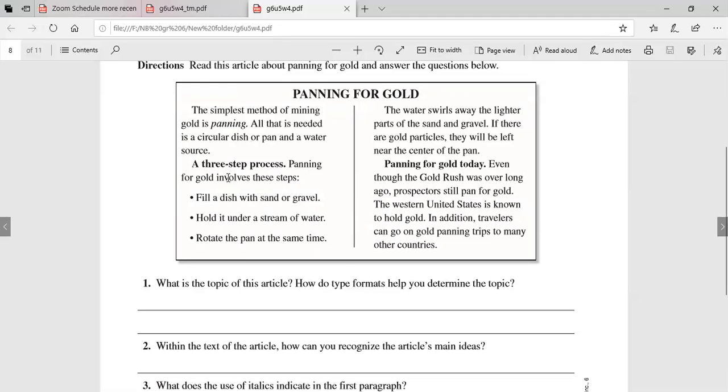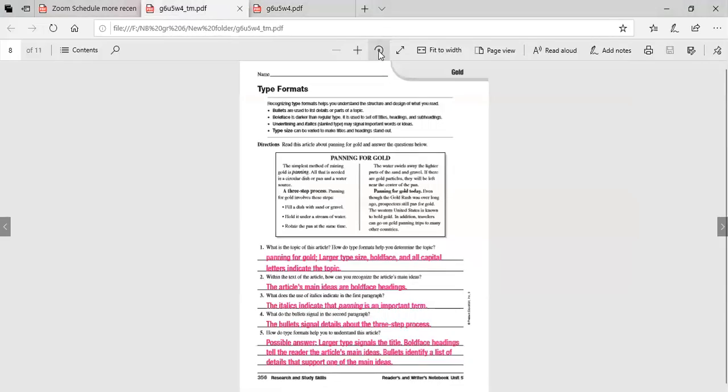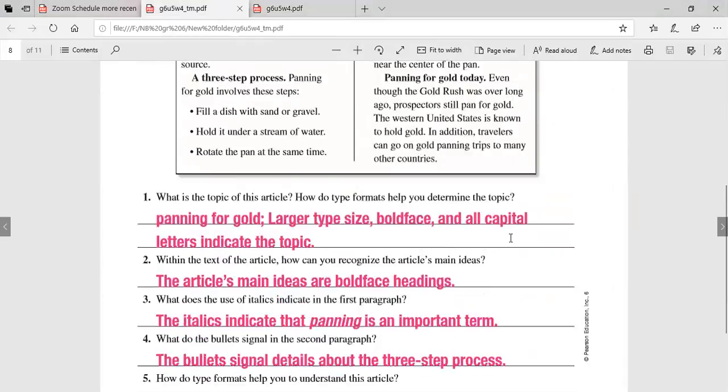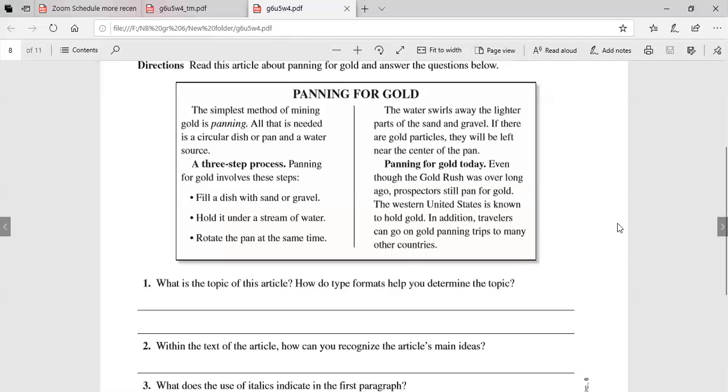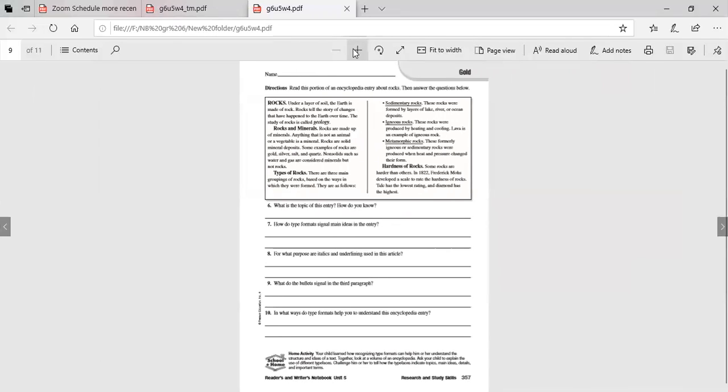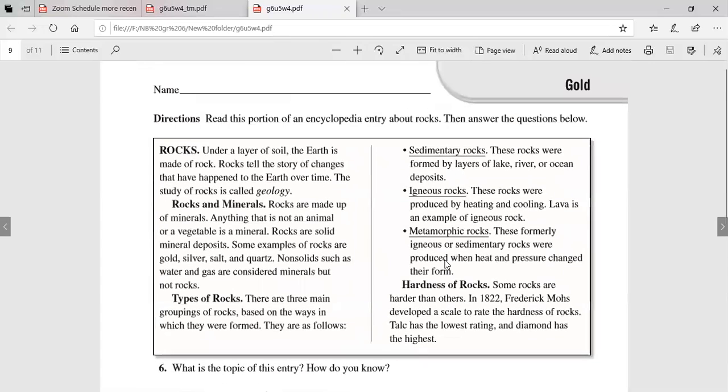But before we go further, let me show you the answers, ready-made answers. Okay. So having done this one, let's continue. The next page is a continuation of our topic, type formats.